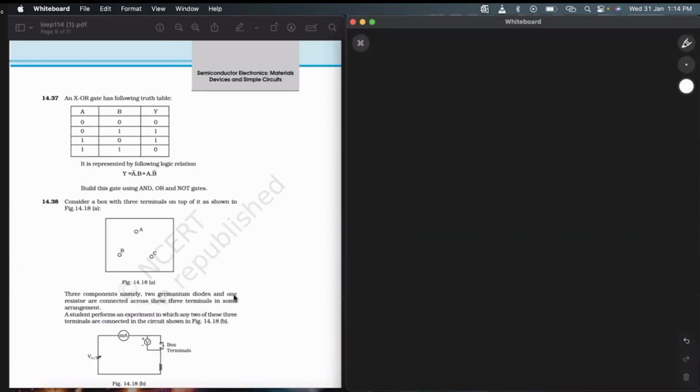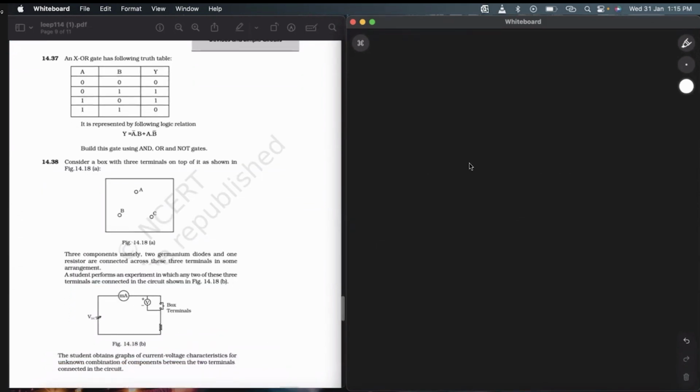An XOR gate has been made for us, and the values have been given. So the values for A, B, and Y are represented by the following. Build this gate using AND or and NOT gates. Alright. We will listen. Okay.